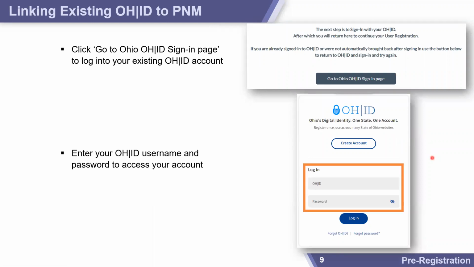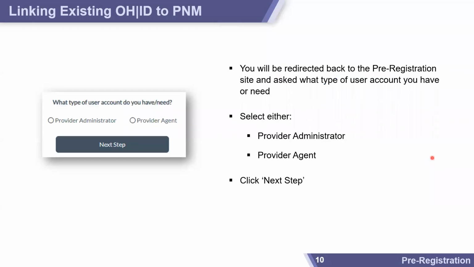So if you've used this account before, this probably looks familiar to you. But if you have that existing account, you do want to enter your credentials, your Ohio ID username and Ohio ID password to access that account. Once that information has been entered, you can click the log in button. So once you're logged in, you're going to get redirected back to that pre-registration site now that you successfully logged in to the Ohio ID account through IOP, the Innovate Ohio Platform.